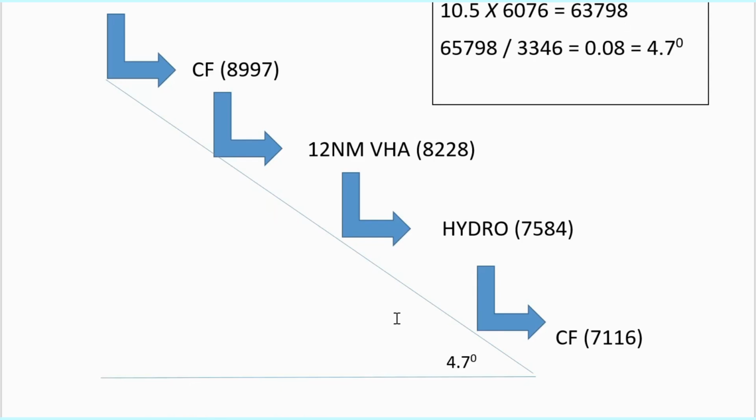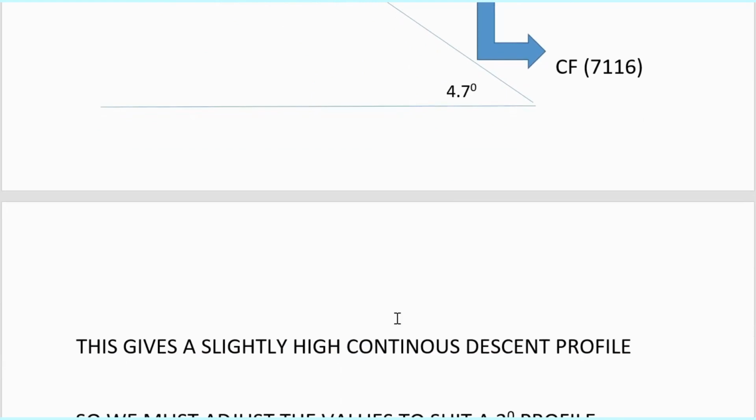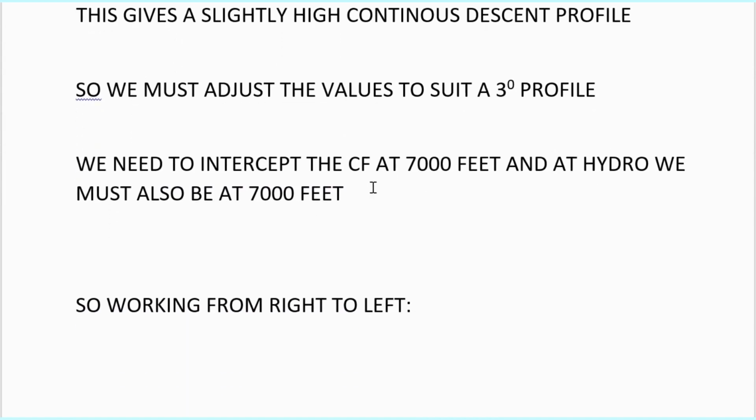The FMS has given it to you, fine, but we are always able to input our own values which can suit our own descent profile, as long as we don't compromise safety and we don't conflict with any terrain clearance values. Okay, so as I've said here, this gives a slightly high continuous descent profile, so we must adjust the values to suit a 3-degree profile. We need to intercept the CF center fix at 7,000 feet, and at hydro we must also be at 7,000 feet. Now we're going to start working backwards.